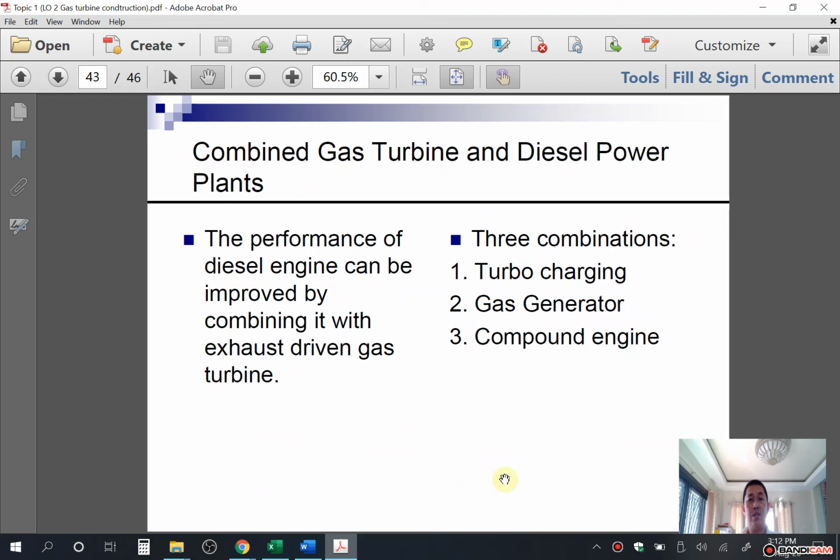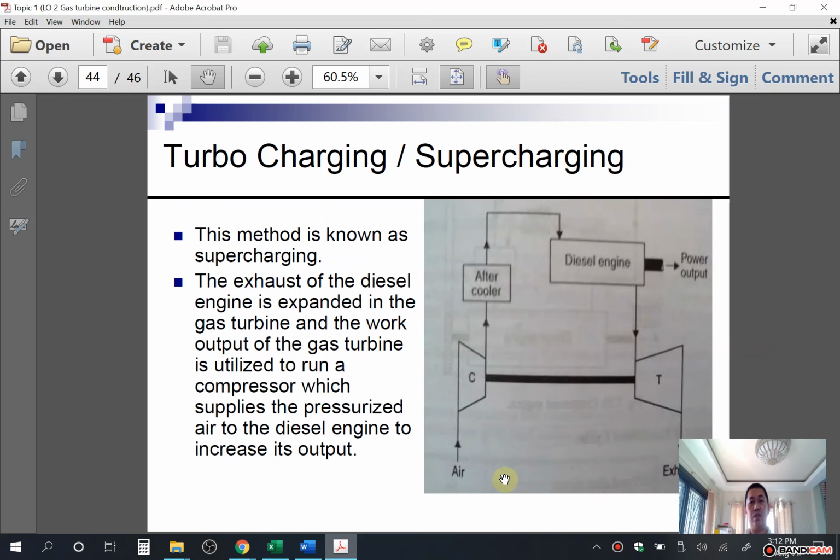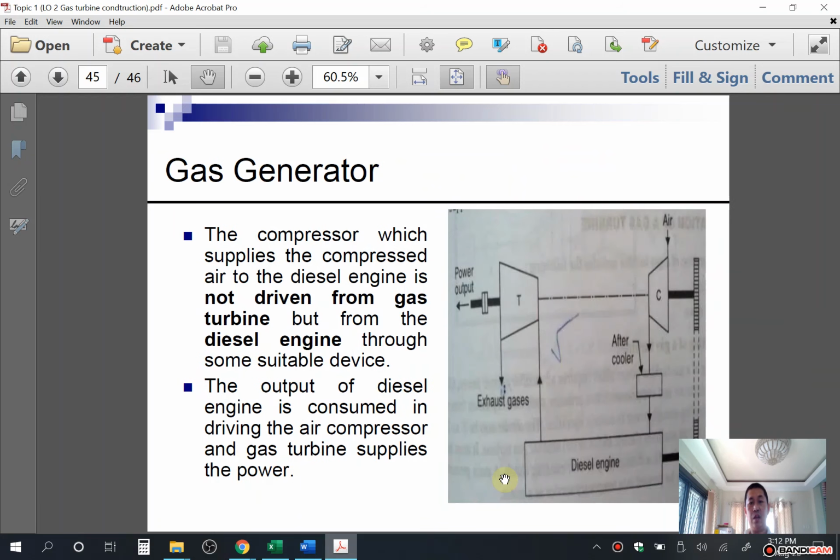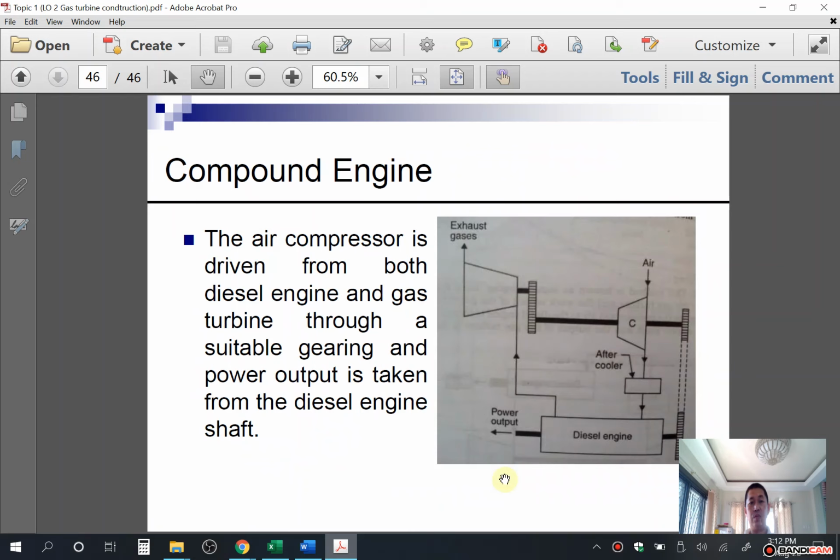Combined gas turbine and diesel power plants. The performance of a diesel engine can be improved by combining it with an exhaust driven gas turbine. There are three combinations: turbocharging, gas generator, and compound engine. Turbocharging, supercharging, gas generator, compound engine. So this is the last slide.